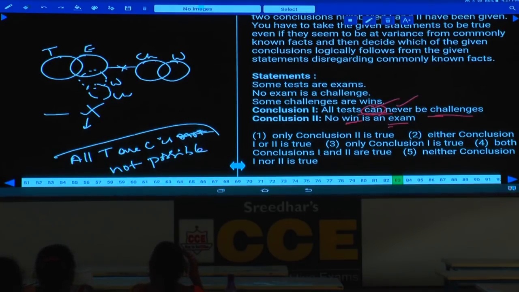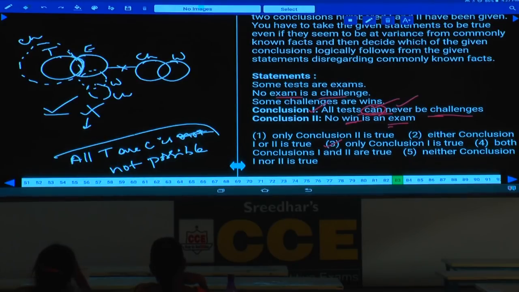Then these are the tests. In order to make this one all tests are challenges, challenges should be like this. Tell me whether I can draw challenge like this. If you draw challenge like this, then what happens here? Some of the challenges are exams, but as the statement is no exam is a challenge, it is not at all possible. Hence whatever claim he made, all tests are challenges can never be possible, is always true. Done? Hence what is the answer here? Only conclusion 1, that is choice 3.